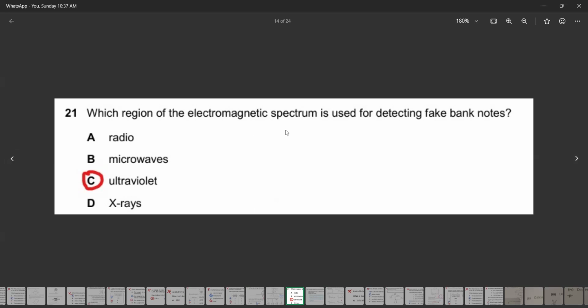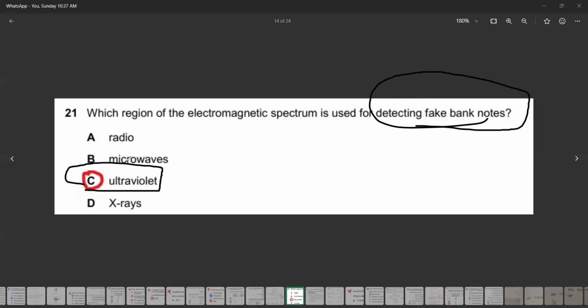So you have to learn the uses of these radiations. For the fake banknote, a trace of UV powder is there. So that's why it is ultraviolet radiation. This is actually a use of ultraviolet radiation, for killing microbes as well as being used in banknotes.